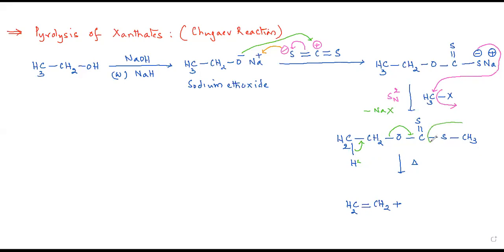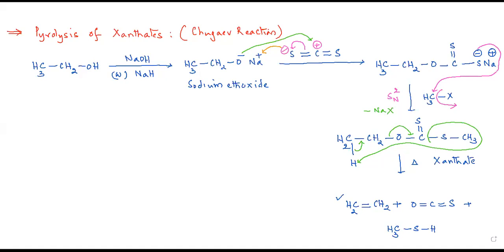Then this one, of course, goes along with the hydrogen. Yes, in 2 steps. So from that, we get C double bond O on one side, C double bond S on the other, plus the other product, CH3SH, methane thiol. See, you got your ethylene. And this is what we call xanthate. Pyrolysis of xanthates gives alkene.